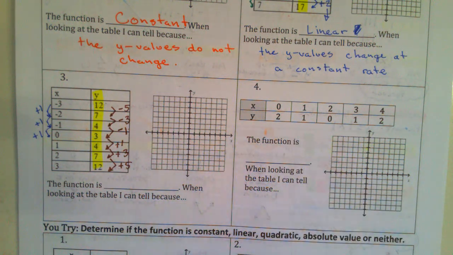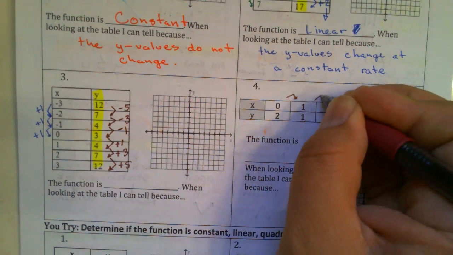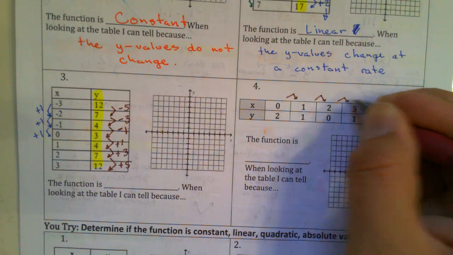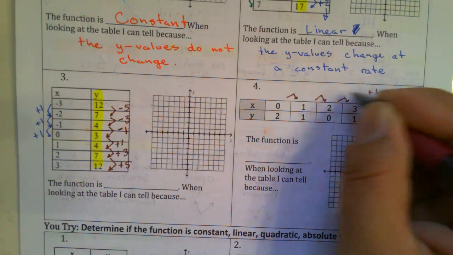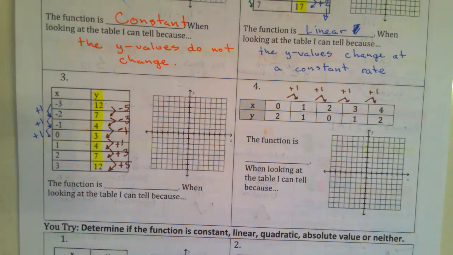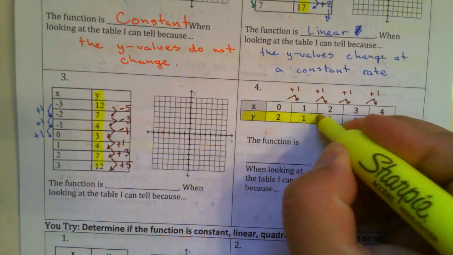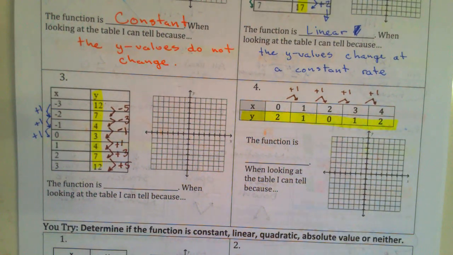All right, so let me look at this one. When I look at my x's, clearly they're going up by 1. So that's easy enough. They're just going up by 1. So again, the x's, they don't really help us. Not for this. If I want to figure out what kind of function it is, it's the y's that call the shots.